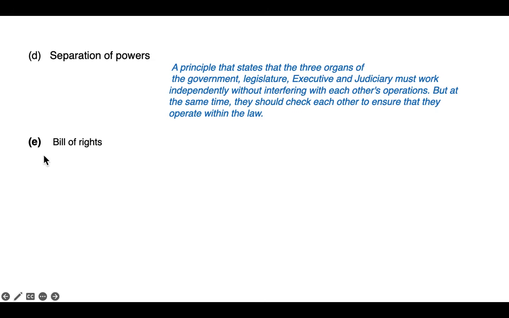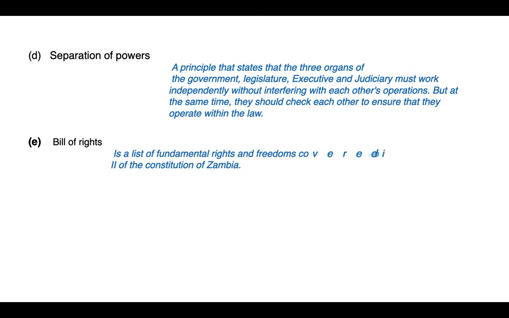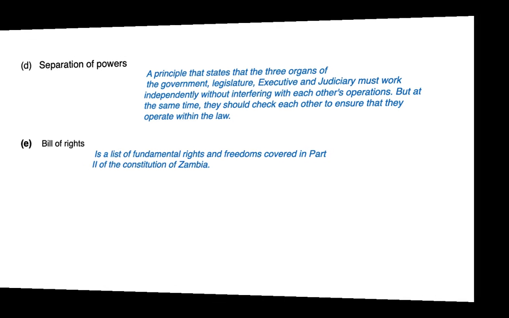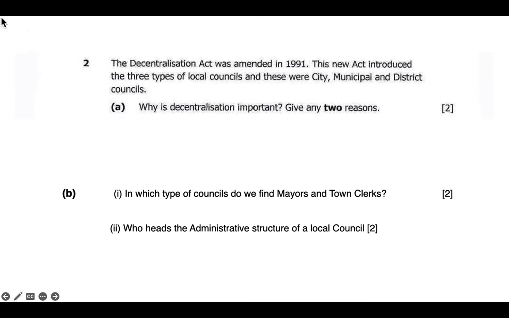Then we go to question E. We are told to describe the Bill of Rights. The Bill of Rights is the list of fundamental rights and freedoms which is covered in part 2 of the Zambian Constitution. If we look at part 2 of the Zambian Constitution, there it specifies the particular rights of individuals. So individuals have their own rights. We can specify that to be this. Yes, and then let's go to the other question. So we have question 2.